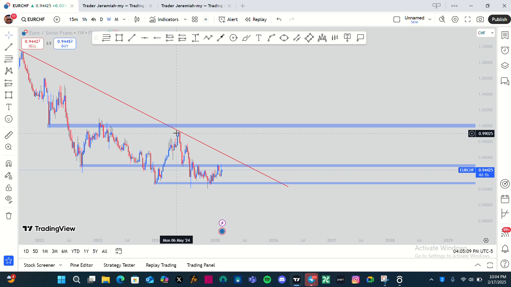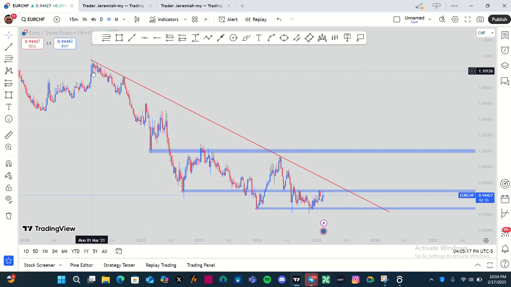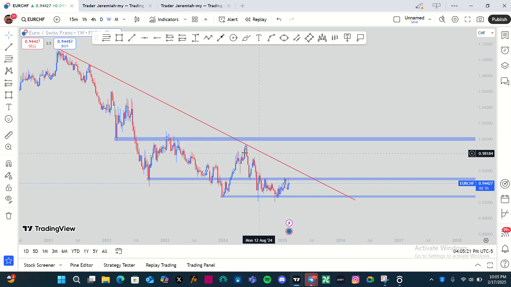Because if I wanted to draw it here and also draw this level, the chart will look messy. And I don't like that. So that's why I just leave it out. So this is the first touch of the trend line, the second touch, and this is the third touch. So there might be a trade entry somewhere around here.